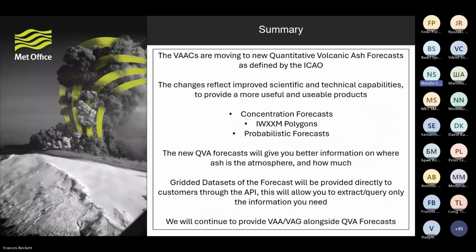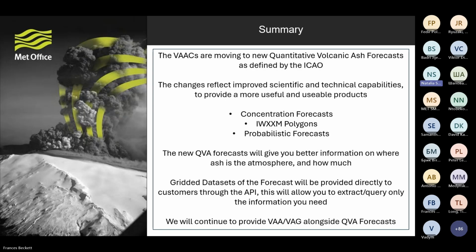So to summarize, the VACs are moving to new quantitative volcanic ash cloud forecasts. These changes represent improved scientific and technical capabilities in providing a volcanic ash cloud forecast, and will provide more useful and usable products for the aviation industry. We're going to be generating concentration forecasts, IWXXM objects, which are the more sophisticated polygons, and probabilistic forecasts. The new QVA forecast will give you higher resolution information on where ash is in the atmosphere, but also how much ash is there.